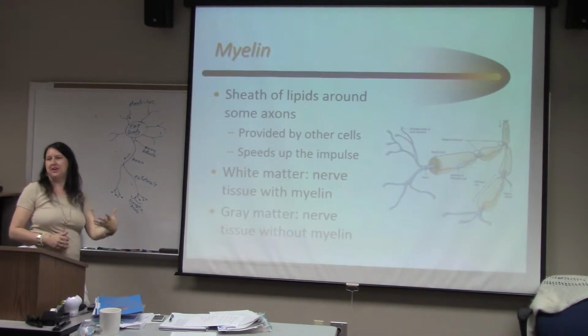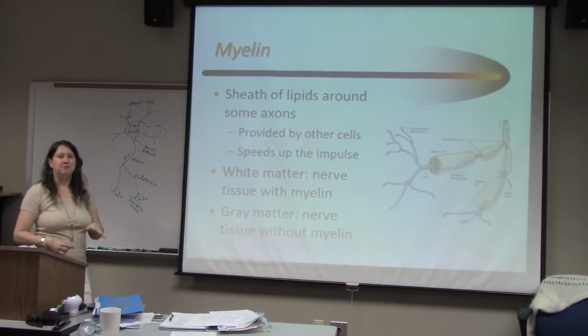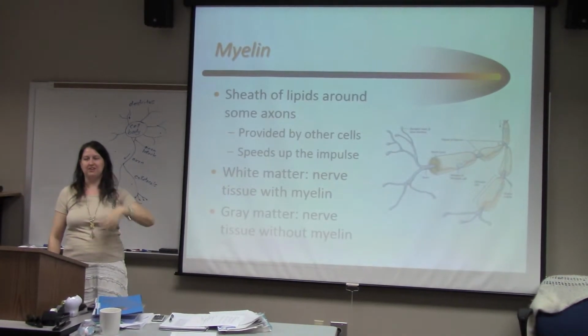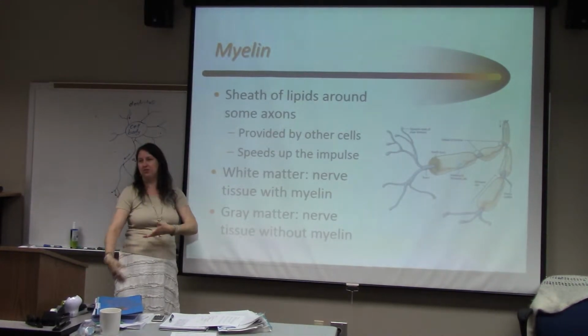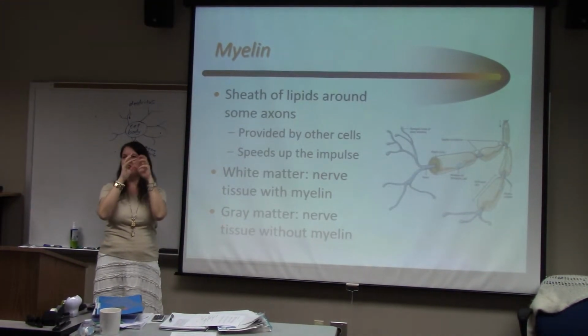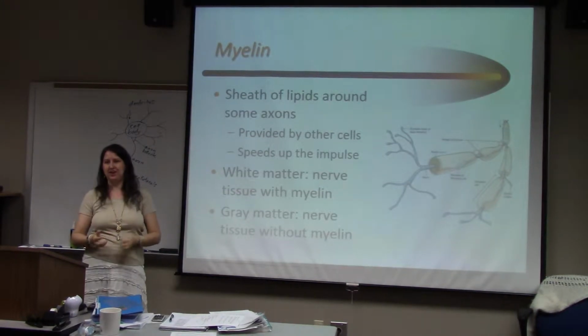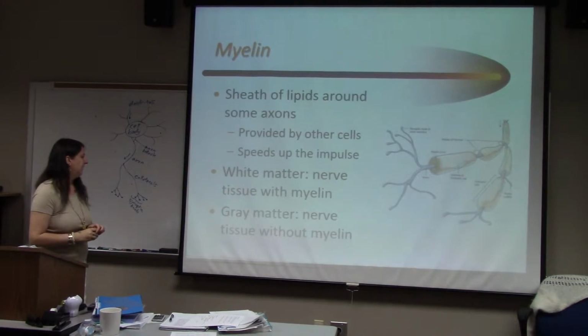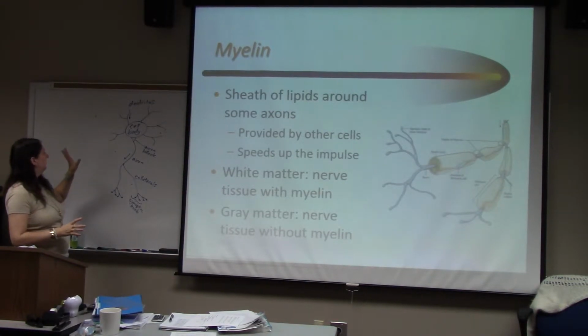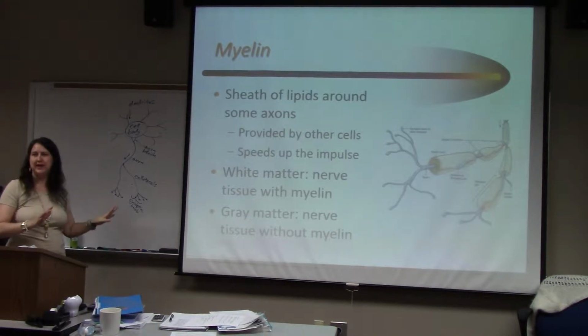Gray matter is what does most of the processing, because instead of needing to take a message long distance to tell you that you stubbed your toe or control a muscle, it's neurons right there together talking to each other and making a decision. Questions on neuron structure or myelin?